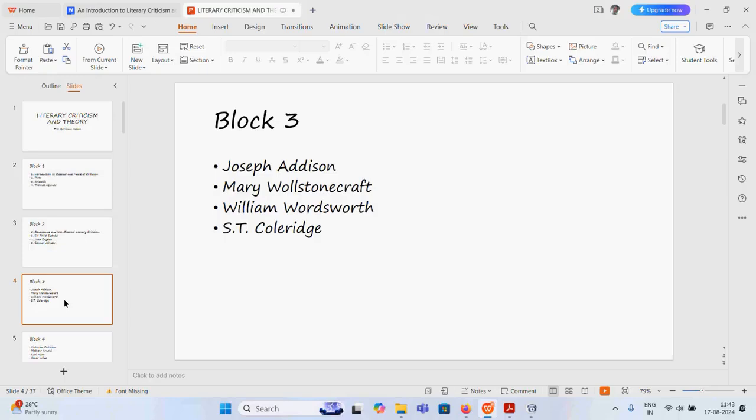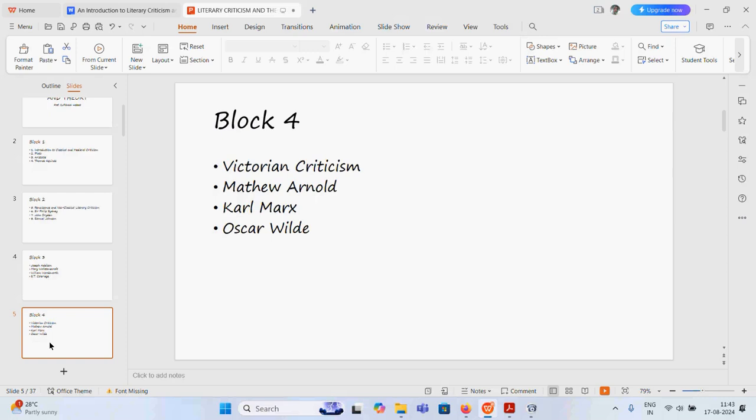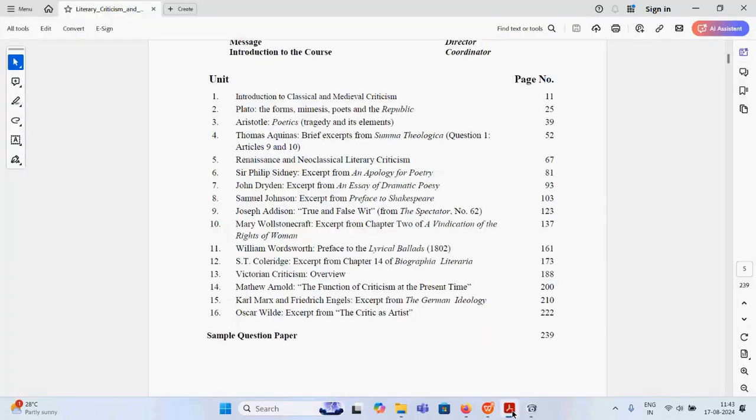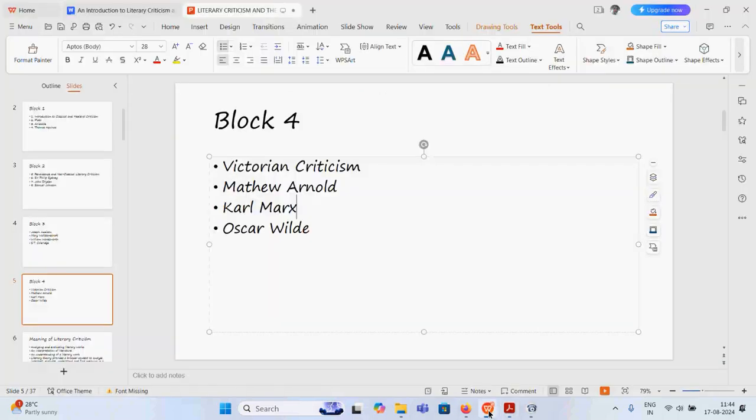Block 3 has 4 main contributors: Addison, Wollstonecraft, Wordsworth, and Coleridge. And the last block gives us a background to Victorian criticism. We have references to Matthew Arnold, Karl Marx and Engels, and Oscar Wilde. One quick look at your syllabus. The contents page is given there on your screens so that you can have a broad idea. You can also look at the prescribed text or what exactly is expected when we talk about Plato, Aristotle, or Aquinas, etc. Now let us go back to the slideshow.